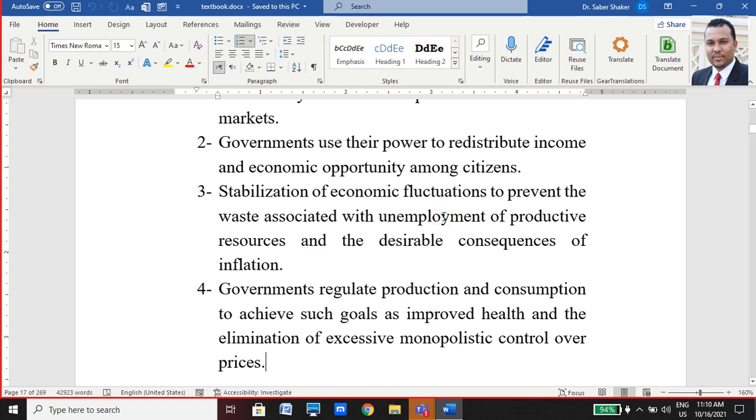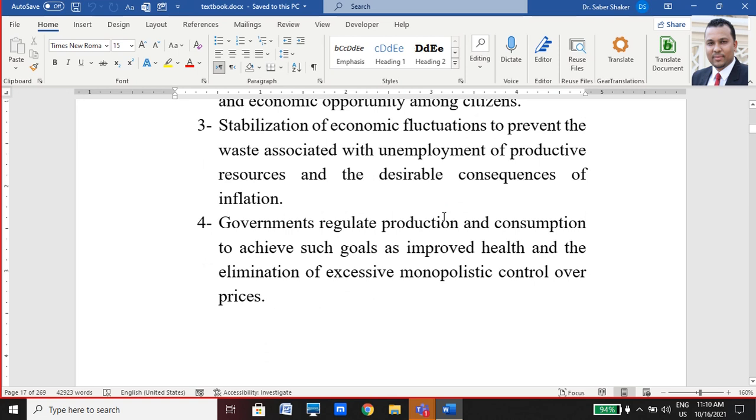Number 4, governments regulate production and consumption to achieve goals, to improve public health and eliminate monopolistic control over price. In general, governments need to encourage competition.